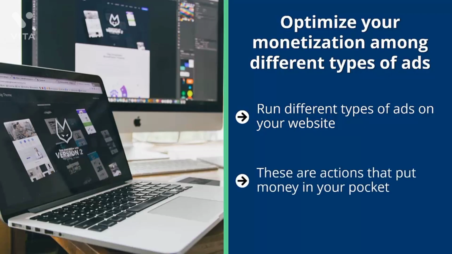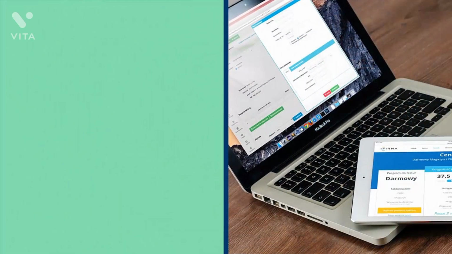These are actions that put money in your pocket. Pick the type of ads that produce the most conversions. Maybe these are text links. Maybe these are graphical banners. It really all depends on your website. But at the end of the day, you need to pick 3 of them. These are the top 3 money-making ad types.